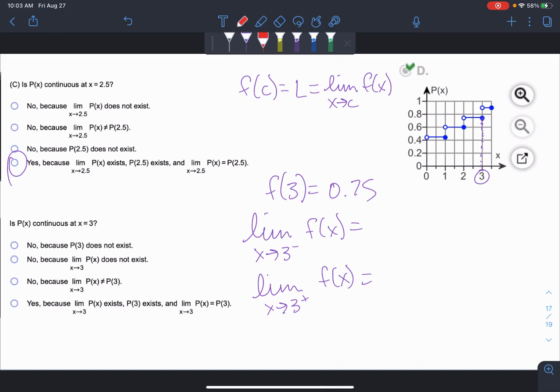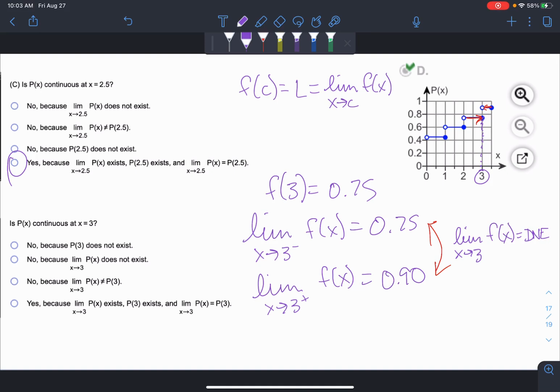So coming from the left, I notice that my function is approaching 0.75. But now let's look what happens when we approach from the right. It seems I'm approaching a different number, right? And I believe that was 0.9 that we found. So notice these two don't match. And so that means that our limit as x goes to 3, the overall limit, does not exist.